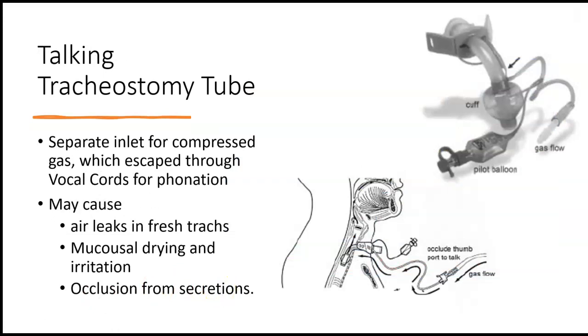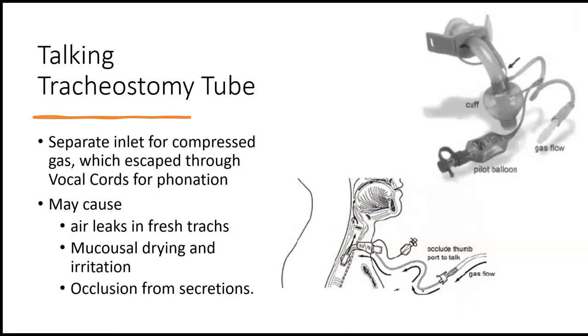We also, for conscious patients who have long-term trachs, or those that are ventilator dependent, that communication can be enhanced by using something called a talking trach. These are special airways. They have a separate inlet for compressed gas, which escapes through the vocal cords for phonation. So this talking trach will allow for this gas flow. The patient will occlude this port with their thumb. That gas flow will then go up through the vocal cords here and allow for that phonation.